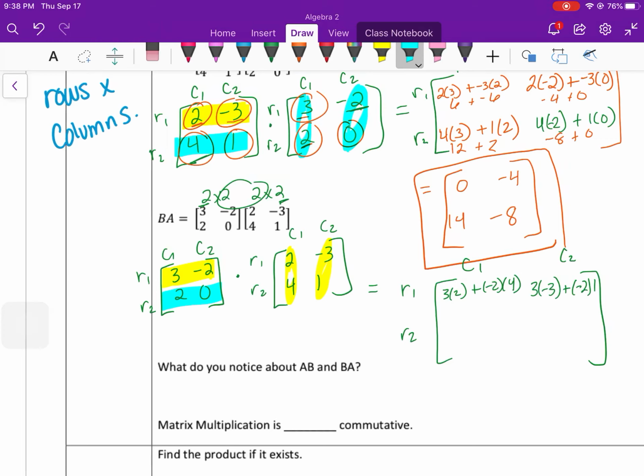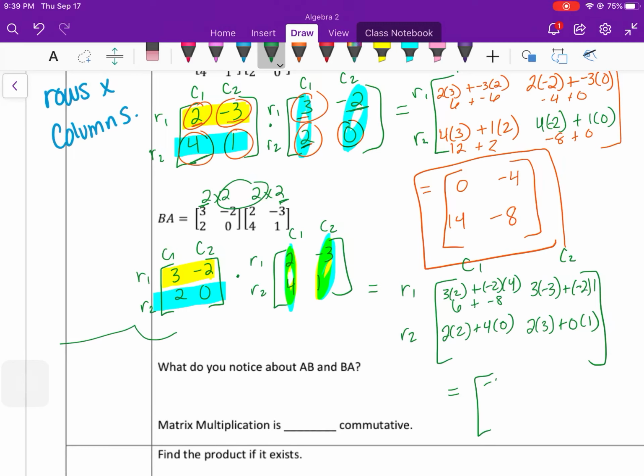Okay, then take the second row and multiply it by the first column. It'd be the 2 times 2 plus 4 times 0. So 2 times the 2 plus the 4 times the 0. And then finally the second row times the second column. Second row, second column will go in the second row, second column spot in the answer. And it'll be the 2 times the negative 3 plus the 0 times the 1. And then figuring out the math.